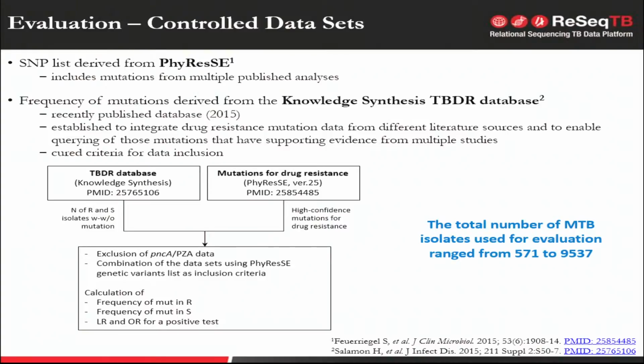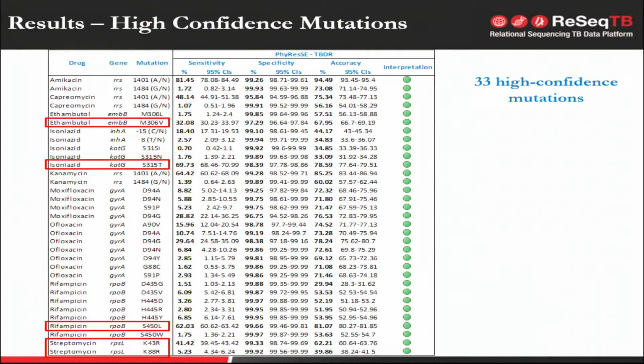So just to give you an idea, the total number of MTB isolates included for this analysis ranged from nearly 600 isolates for some drugs up to 9,500 for other drugs, depending on the data available in the database. And this is what we have as an output. The list of mutations was around 50 mutations, so we have 30 high confidence mutations, and as you can see here, you have the list of the drugs, the list of the genes, and the list of the mutations.